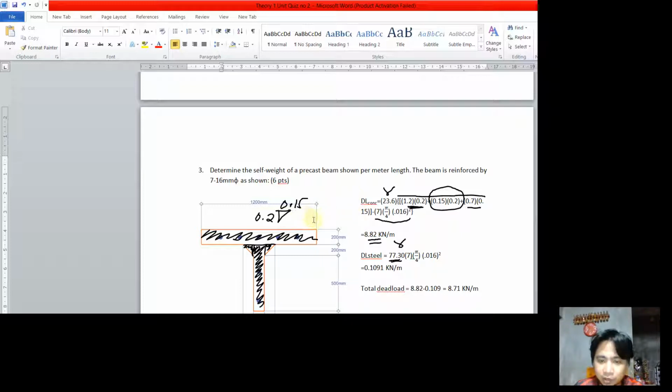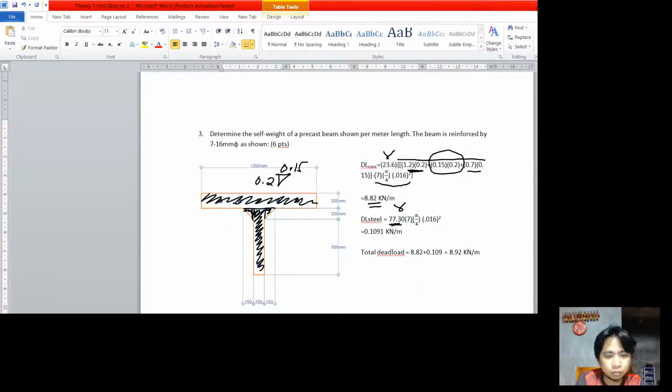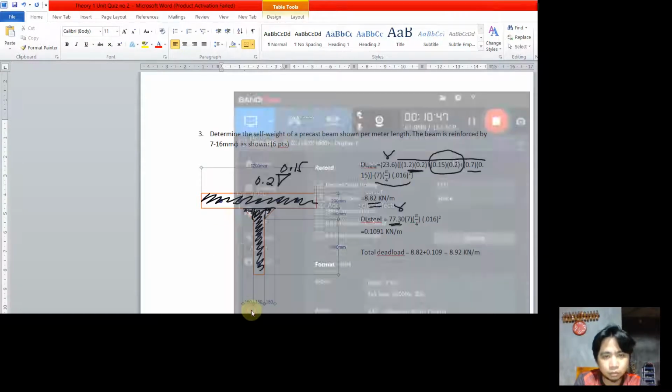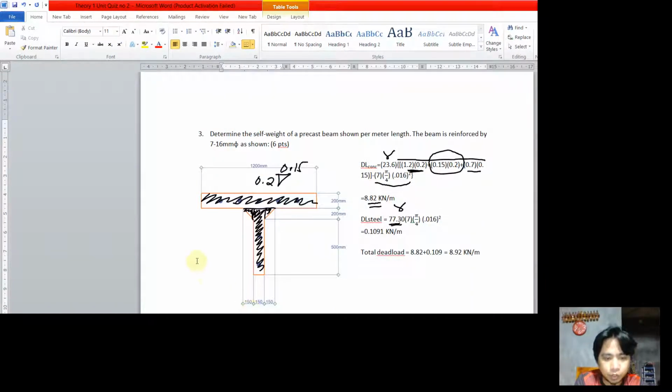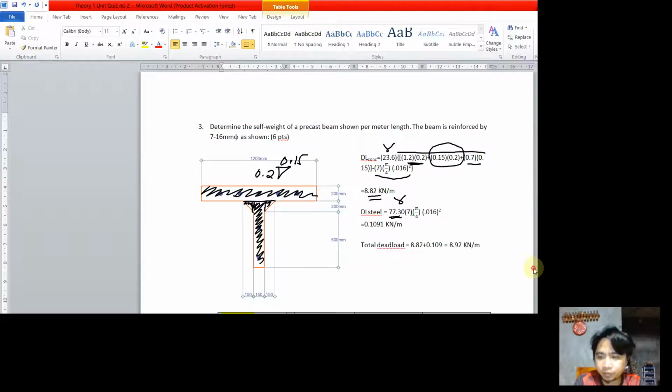Okay, so we have 0.1091 kilonewton per meter. So for the dead load, we'll just have to add this one. So this should be 8.82 plus 0.109. So we should have here 8.92. So 8.82 plus 0.109, that is 8.92 kilonewton per meter. Okay, moving on.